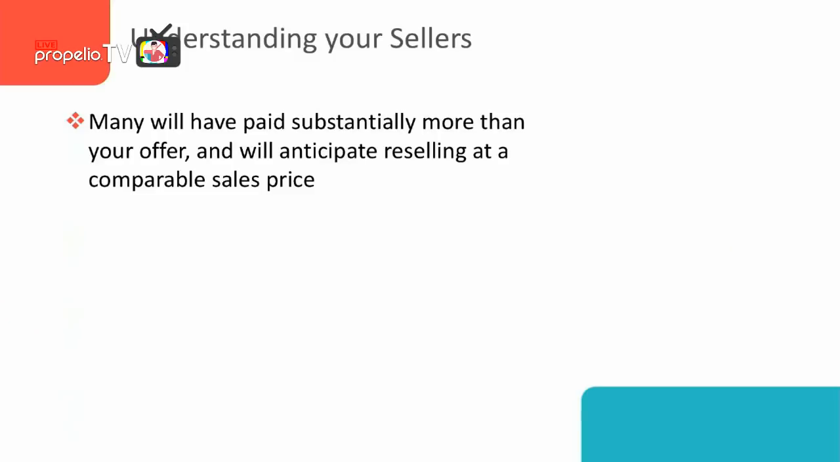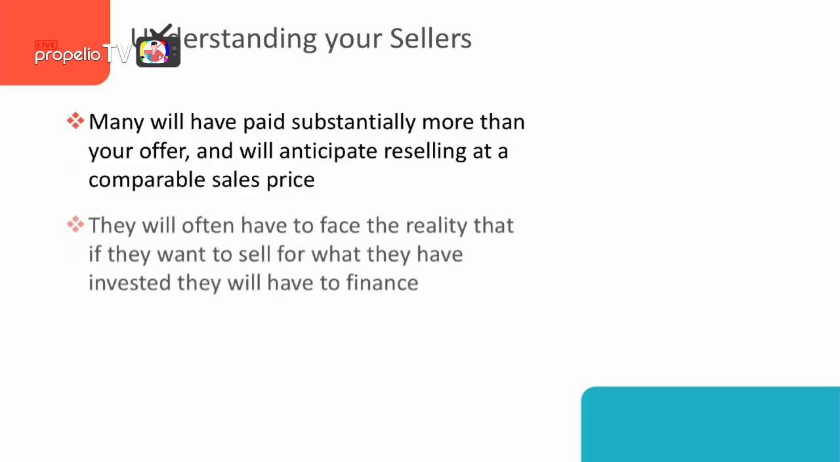Moving on though, understanding your sellers. Many will have paid substantially more than your offer and will anticipate reselling at a comparable sales price. This is where I'm going to teach you where you're going to need to possibly get creative and or learn how to pull them out of that mindset. You bought a depreciating asset. That's all there is to it. You know that mobile home is not worth what you paid for it, and you're going to have to come to terms with what that new value is.